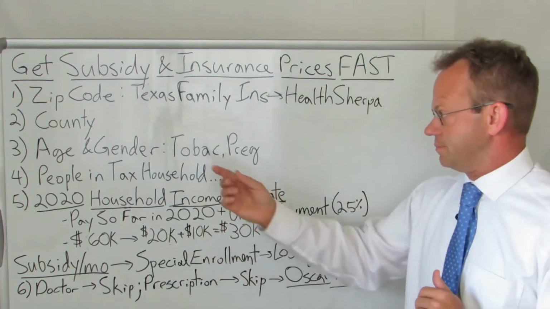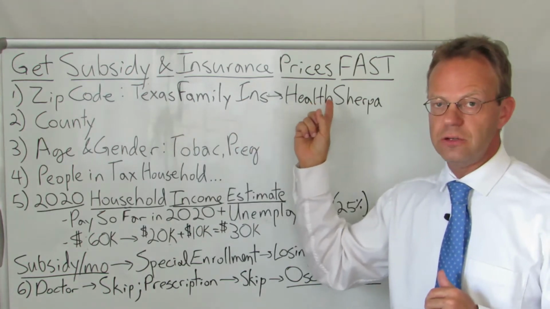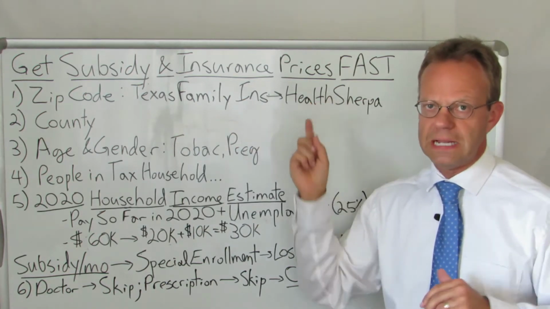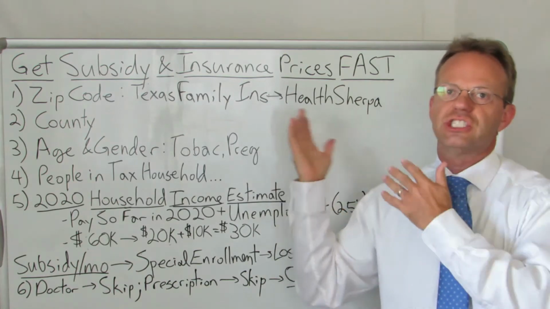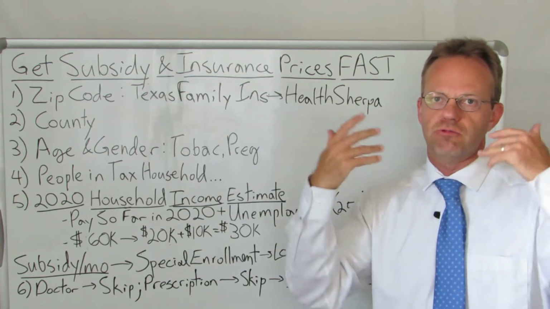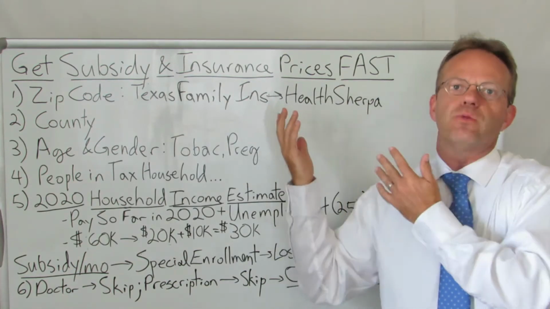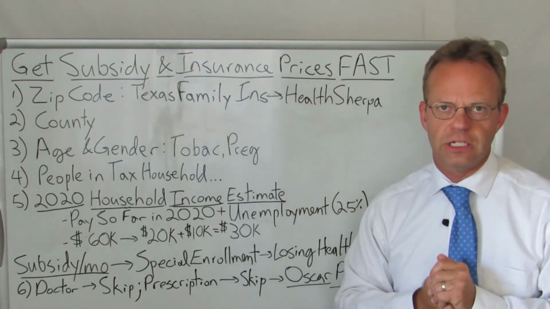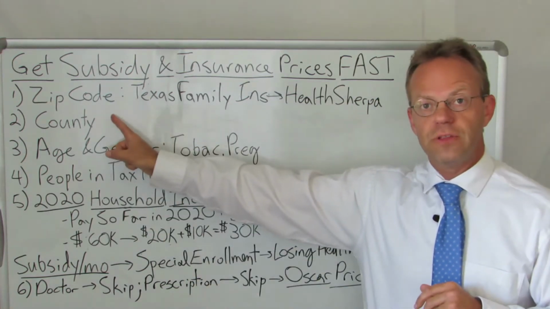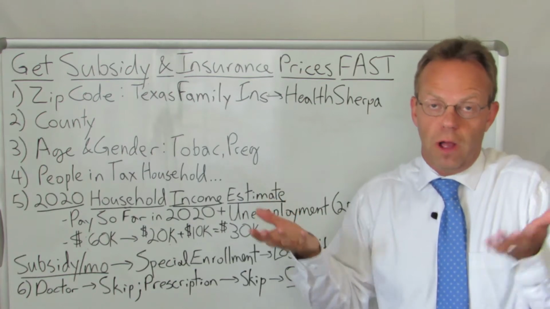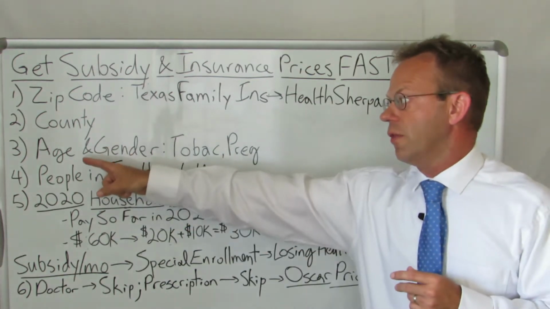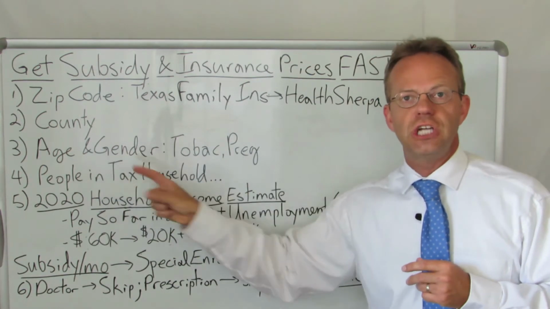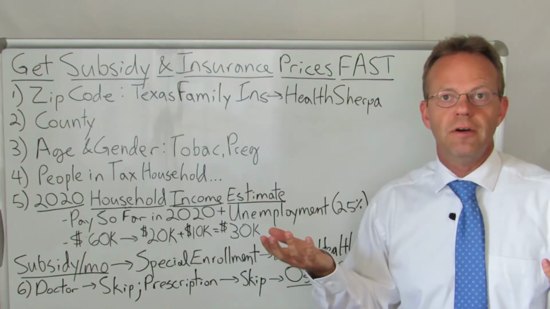Next, you'll notice that it'll take you to a Health Sherpa website to actually do this. And that's just the software that actually runs it. So just know that's why you'll see that. But it's still Texas Family Insurance. Okay, so next you'll have to enter the county, because sometimes a zip code will have more than one county. So choose your county. On the next screen, you'll need to put in the age and gender of all the people that you want to sign up for insurance.